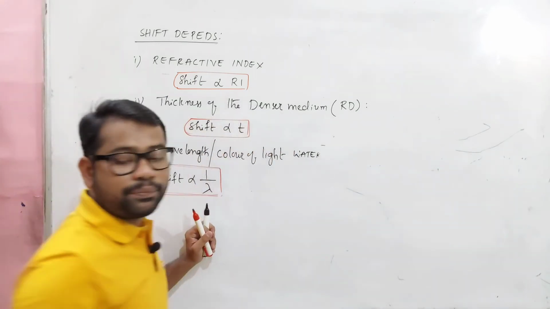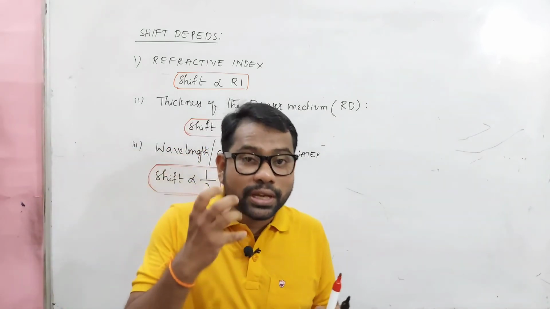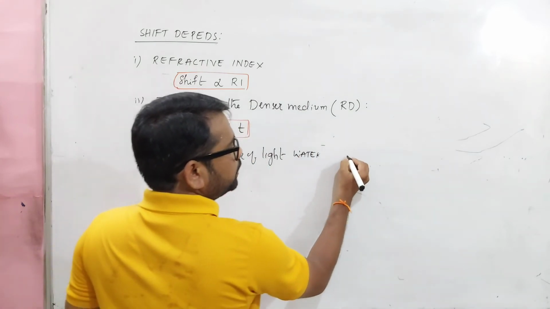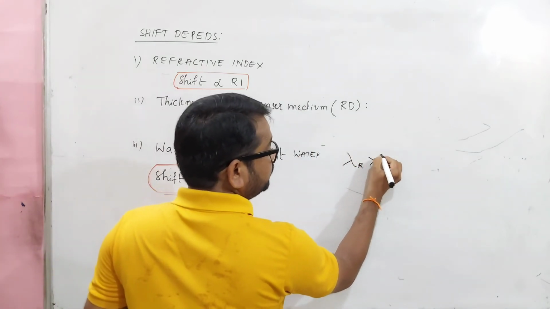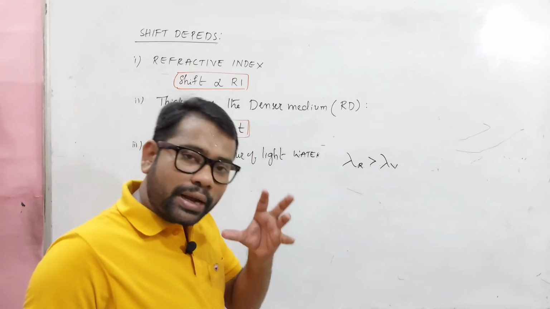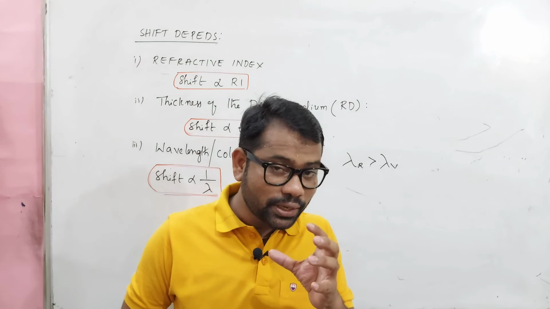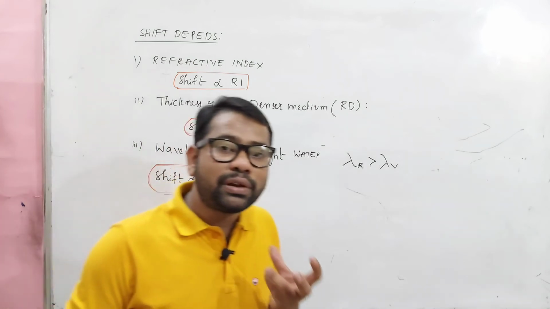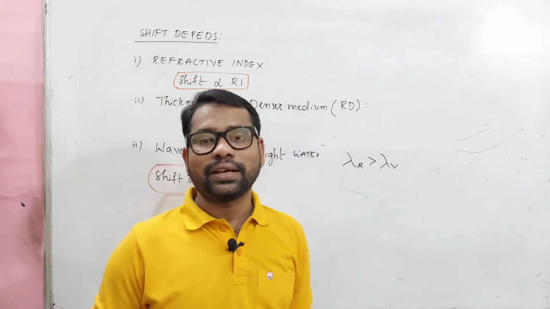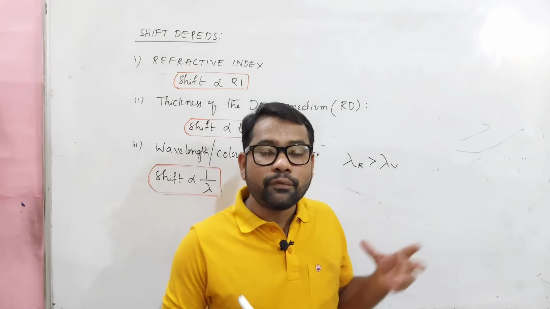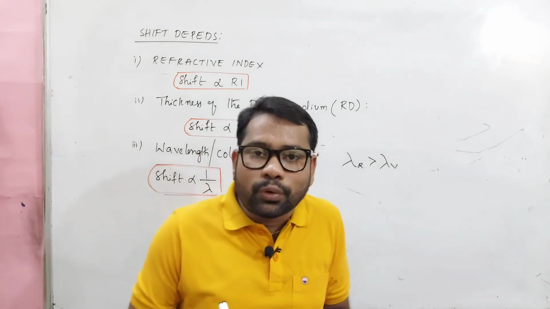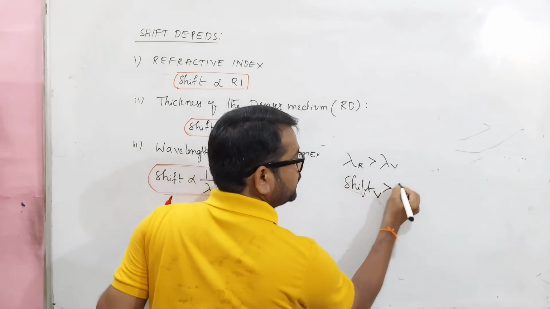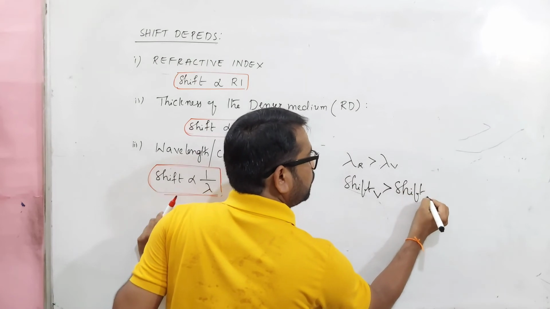Children, based on this we can say for which color of white light there will be more shift. We know that the wavelength of red color is greater than the wavelength of violet color, which means for red color wavelength is more, and it is inversely proportional to shift. So shift will be less for red color, whereas for violet color wavelength is less, so it will shift more. So we can write: shift of violet color is greater than the shift of red color.